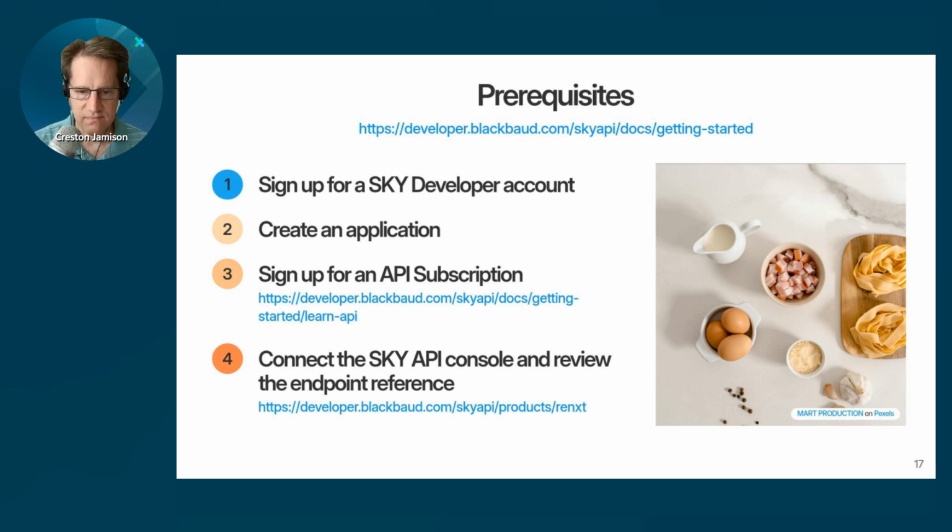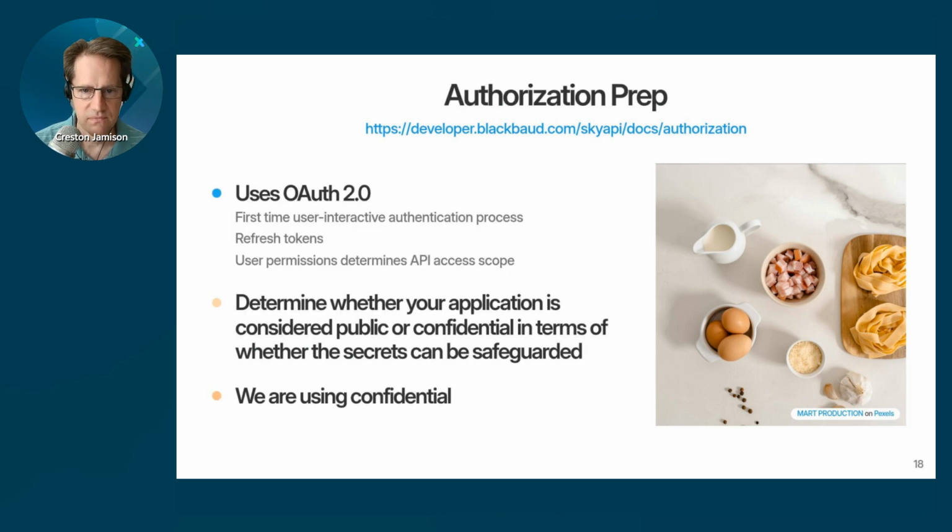But once you have that working and you can send some basic calls using the Sky API console, you're ready to build in or get access to the Sky API through your actual third-party application, or whatever application it is you're building. So first is to set up your authorization.